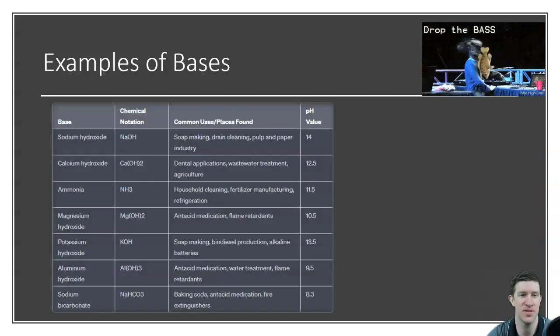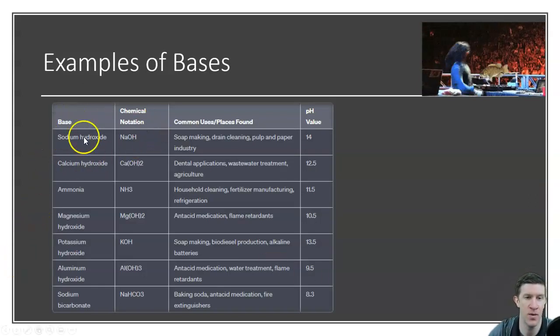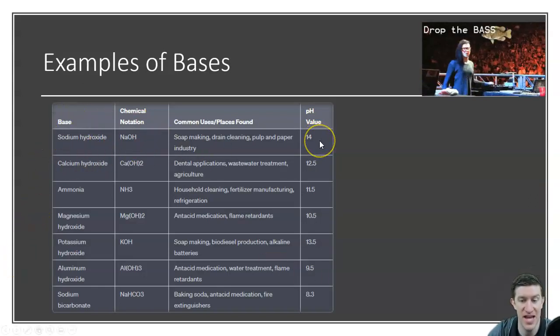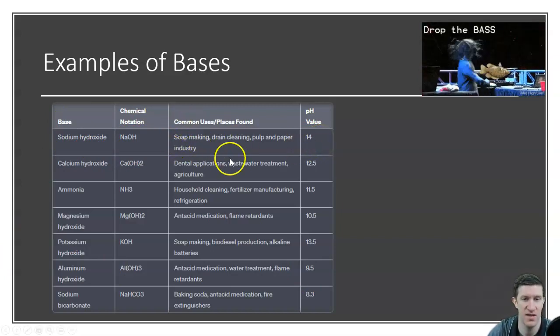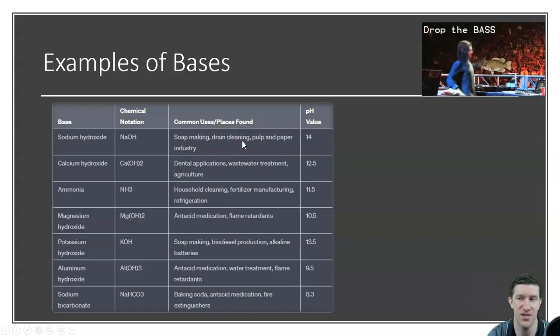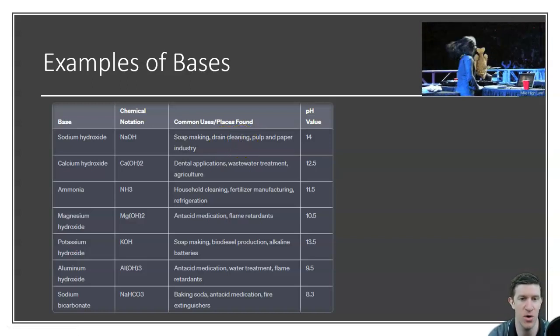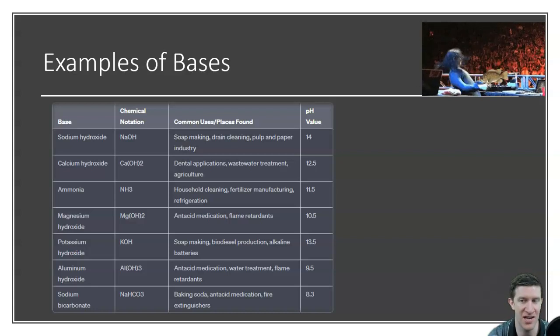Let's look at some examples of bases. Sodium hydroxide is a very common one. We often hear about that. It has a pH of 14, so it is extremely basic, extremely caustic. They use that for soap making and drain cleaner. If you've ever seen at the supermarkets, you can get a small tub of small granules, and you basically pour that over your sink drain, add a little bit of water, and you can hear it fizzing away.